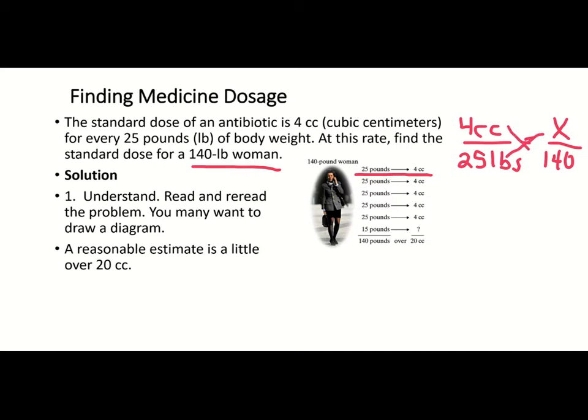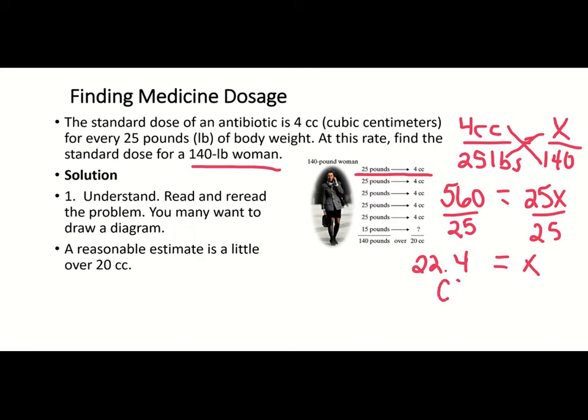I'm going to cross multiply. So 4 times 140 gives me 560, and that is equal to 25 times x, which is 25x. We'll divide by 25, and x is going to equal 22.4, and that will be the cc's needed for the patient.